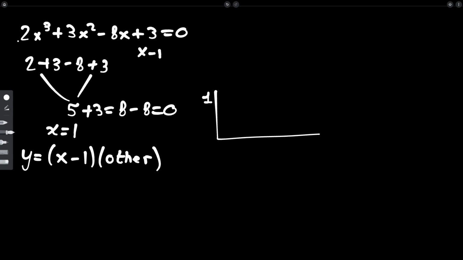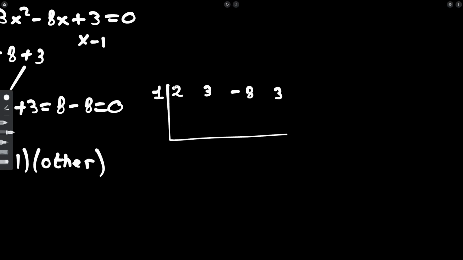Then you write the coefficients of every single one of these x values. So we have 2, we have 3, -8, and +3. And essentially how it goes is you drop the 2, and then you multiply the 2 by the number up here. 2 times 1 is 2, so you put the 2 there. Now you sum this. 3 plus 2 is 5. 5 times 1 is 5, so you put the 5 here.